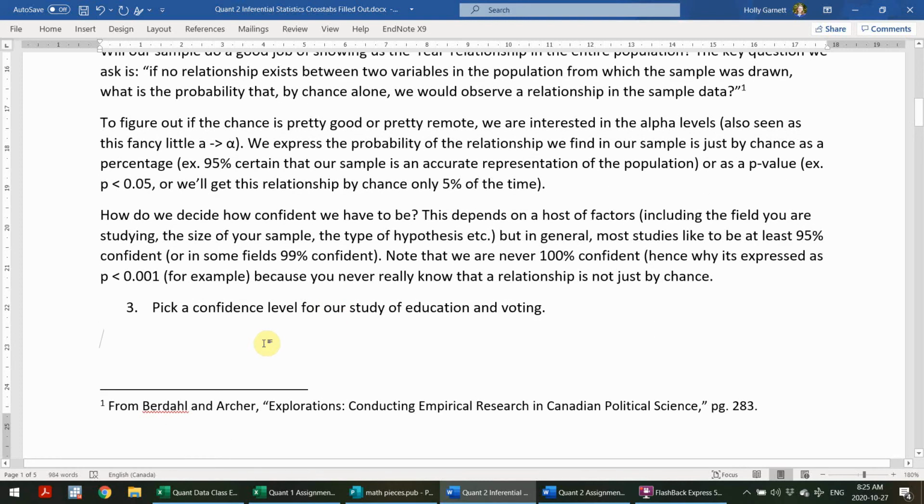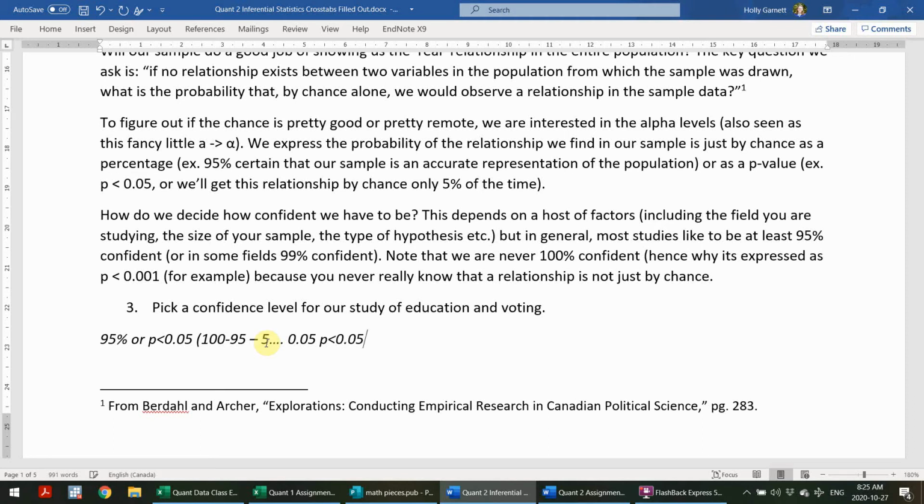So let's pick a confidence level for our study of education and voting. Just because I normally draw to 95% confident in our field of political science, we're going to say today that we are 95% confident, or if we express this as a p-value, p is less than 0.05. How did I do that? Well, 100 minus 95% confident is 5, and that expressed in decimal points is 0.05. So we want to be at least 95% confident, so 0.05.